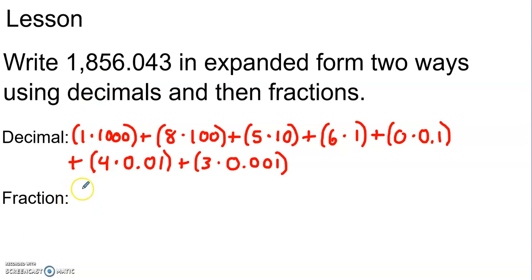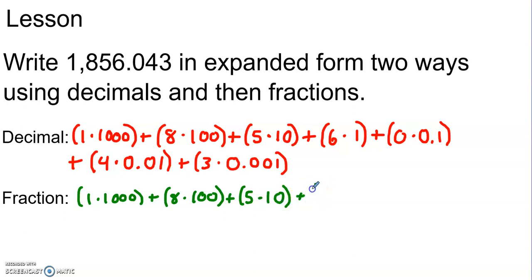So the fraction part is the same for the whole numbers. So I'm going to still do the 1 times, sorry, a little bit of a slip of the finger, but we have 1 times 1,000. The next digit is an 8. Remember, we want to go in order from left to right. So we have 8 times 100. The next digit is a 5, and that's in the 10 spot, so it's 5 times 10. And then we have our 6, which is in the 1 spot, so it's 6 times 1. Now that's the same in both the decimal and the fraction part, in the whole numbers.